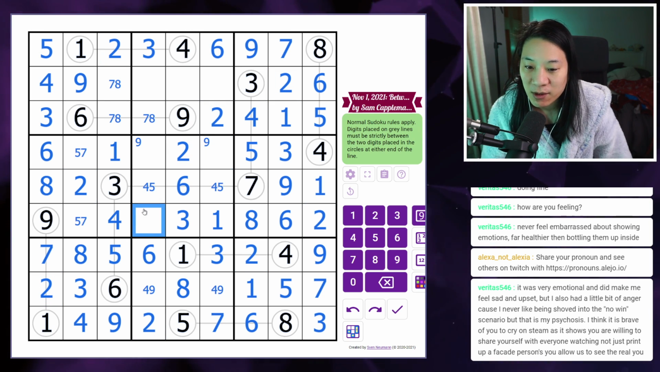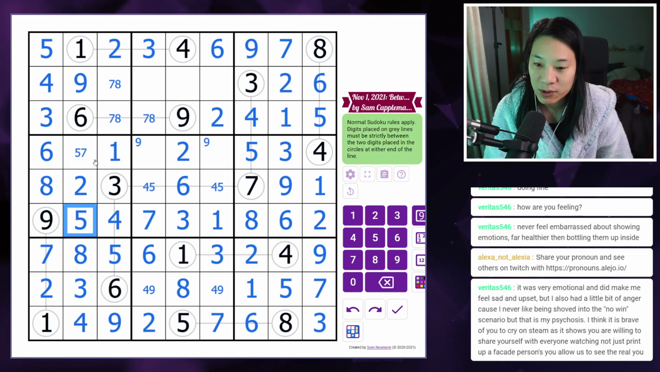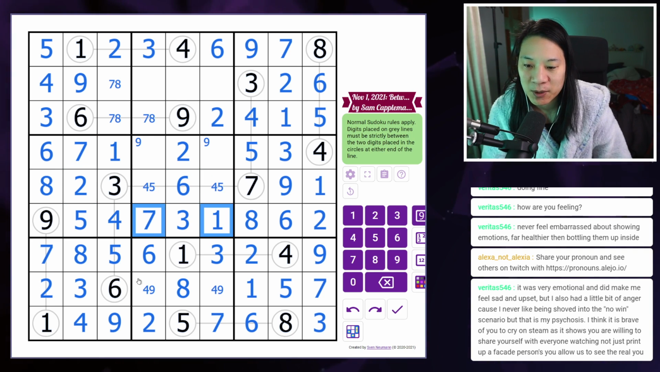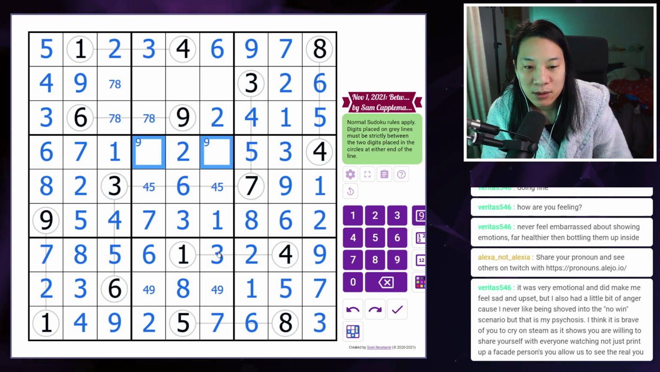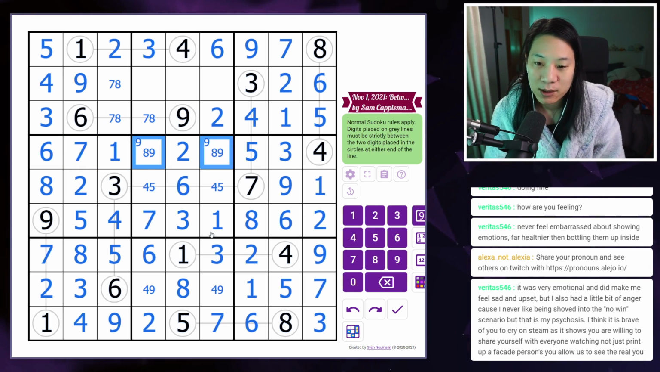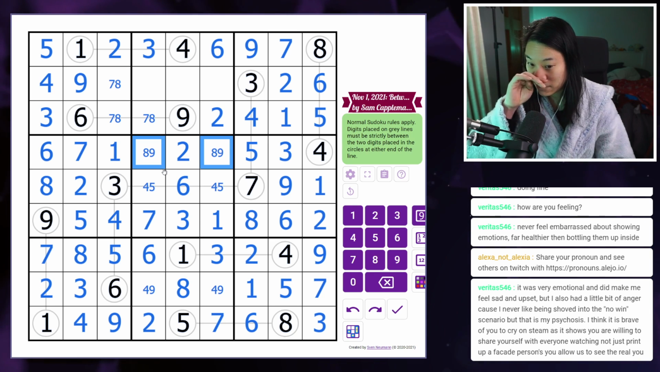This is 5, 4, 7. Can't be a 5. In fact, yeah, we knew this was a 5 because the 5s couldn't have been in these 2 cells. So that would have been quicker. And these are 9s and 8s. Okay, 8s and 9s. Hate it.